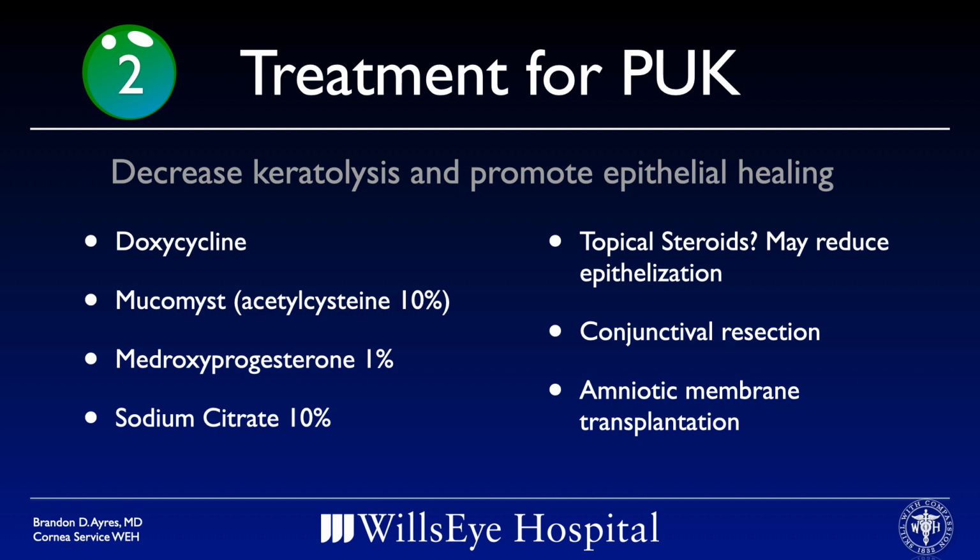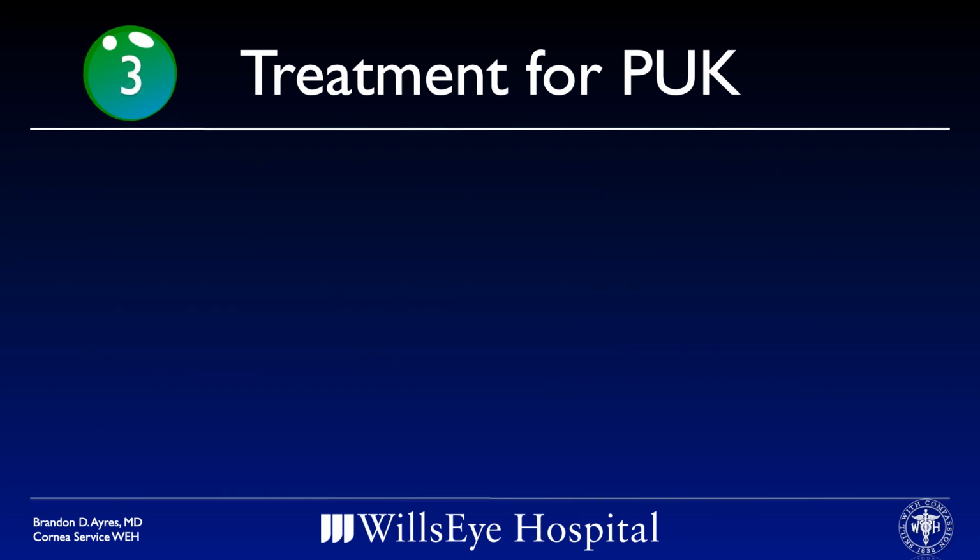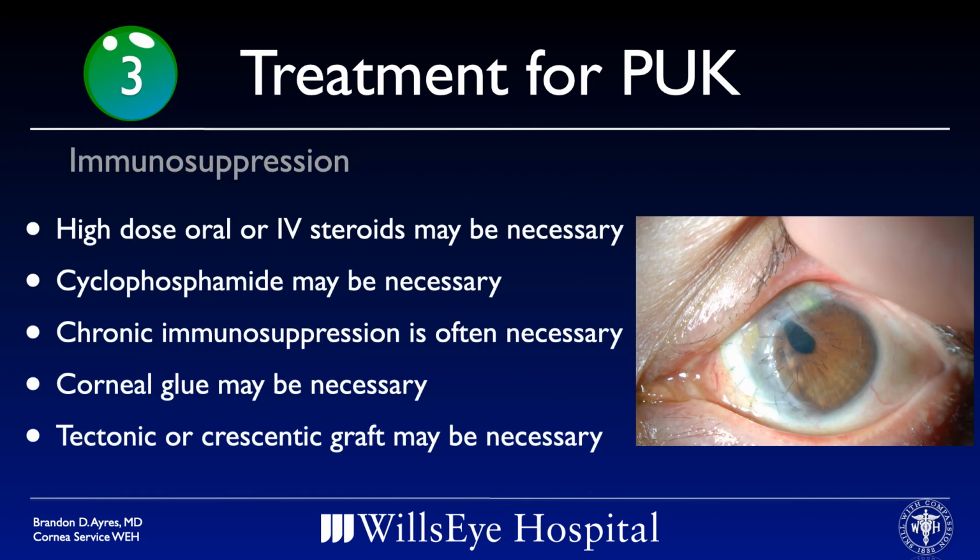Conjunctival resection to try and stop the mediators from getting to the limbus has been performed. I've done that a couple times myself. An amniotic membrane transplantation, whether it's a transplant or a self-retaining AMT or an AMT underneath a therapeutic bandaged contact lens, all those may be reasonable for trying to decrease the inflammation and keratolysis in a patient with peripheral ulcerative keratitis. Sometimes they move on to need high-dose oral or IV steroids, very similar to a severe scleritis.